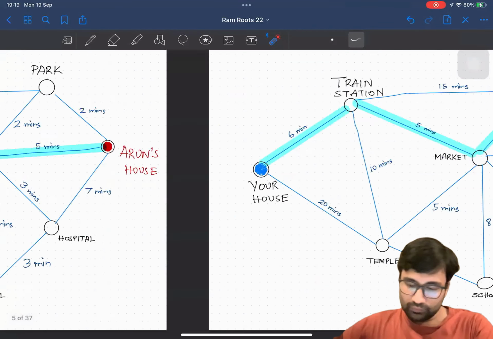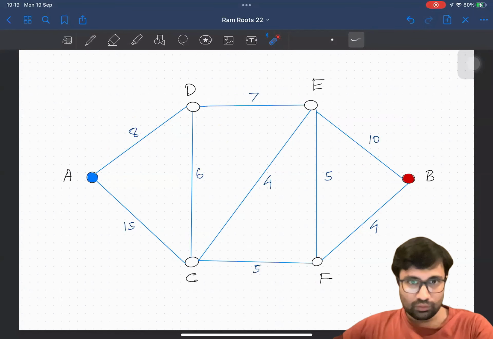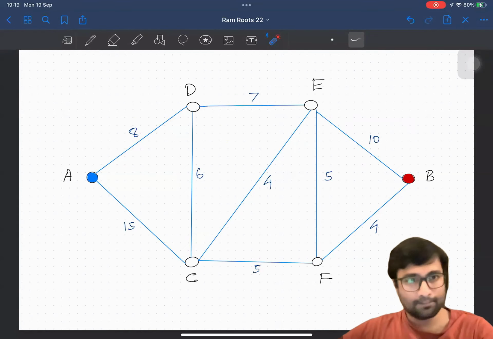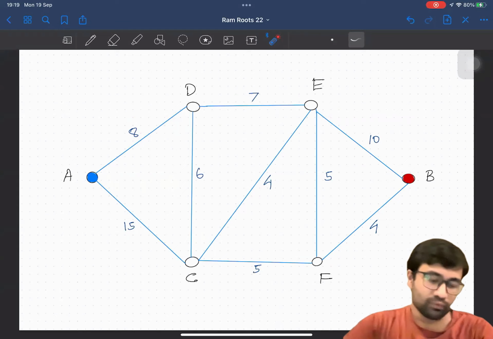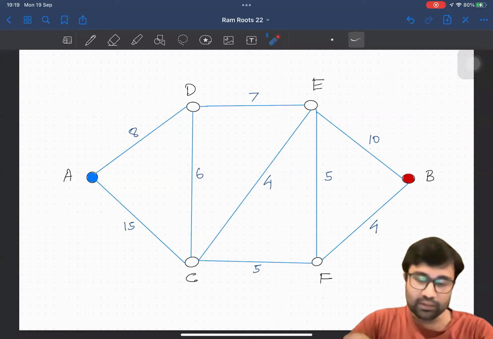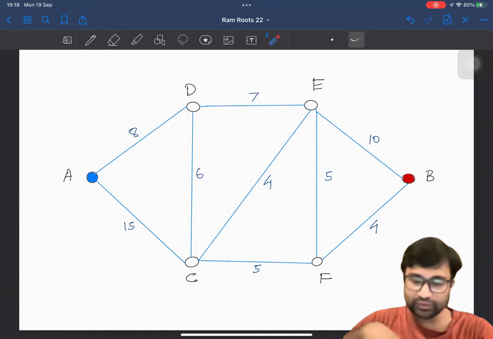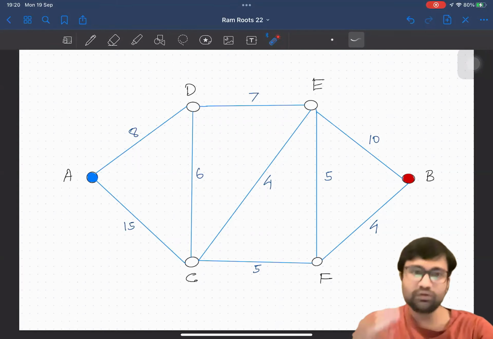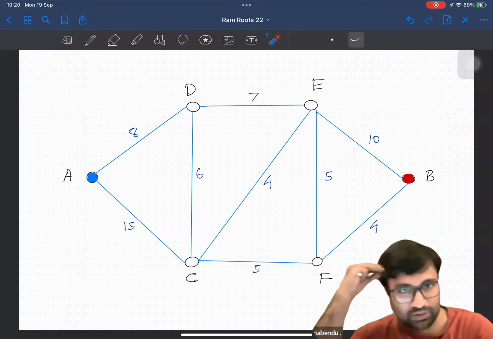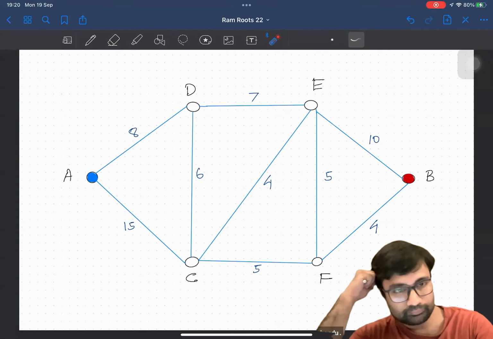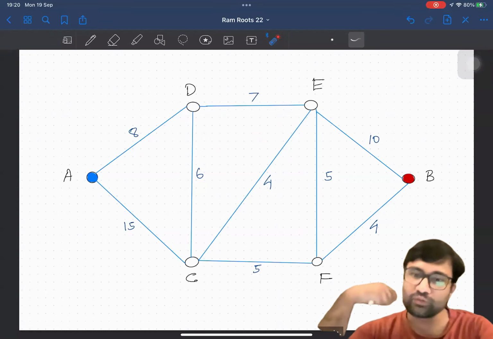So let me now show you another map. Here you want to go from this place A to this place B, and there are intermediate ways of going from A to B. You can go to D, you can go to C, then you can go to E or F, and then eventually you'll reach B, right? So what is the fastest way of going from A to B here? Everyone understands the question, right?